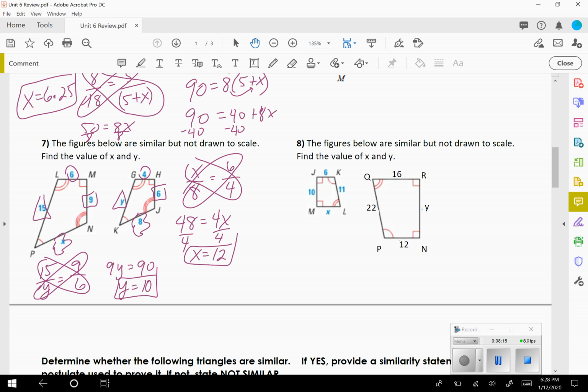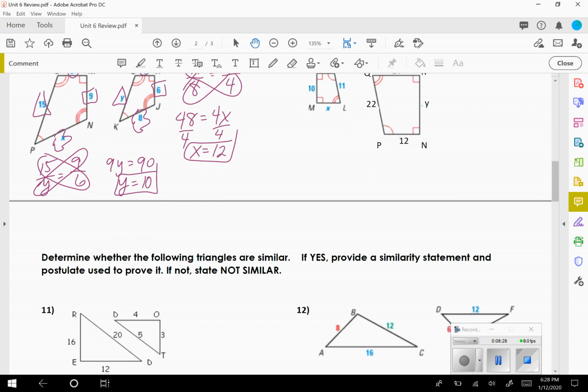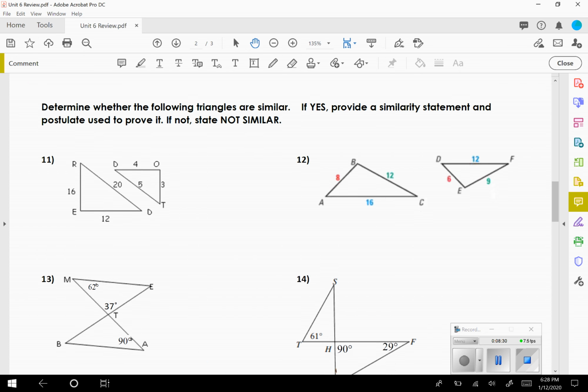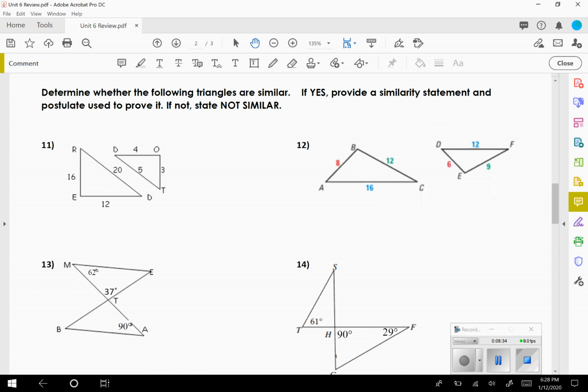Very easy. Okay, over here, number 8. Again, you just got to be careful. Just match letters, match up sides. How the sides look will help you to match those up too. All right. It says determine whether the following triangles are similar. If yes, provide a similarity statement and the postulate used to prove it. If not, state not similar.